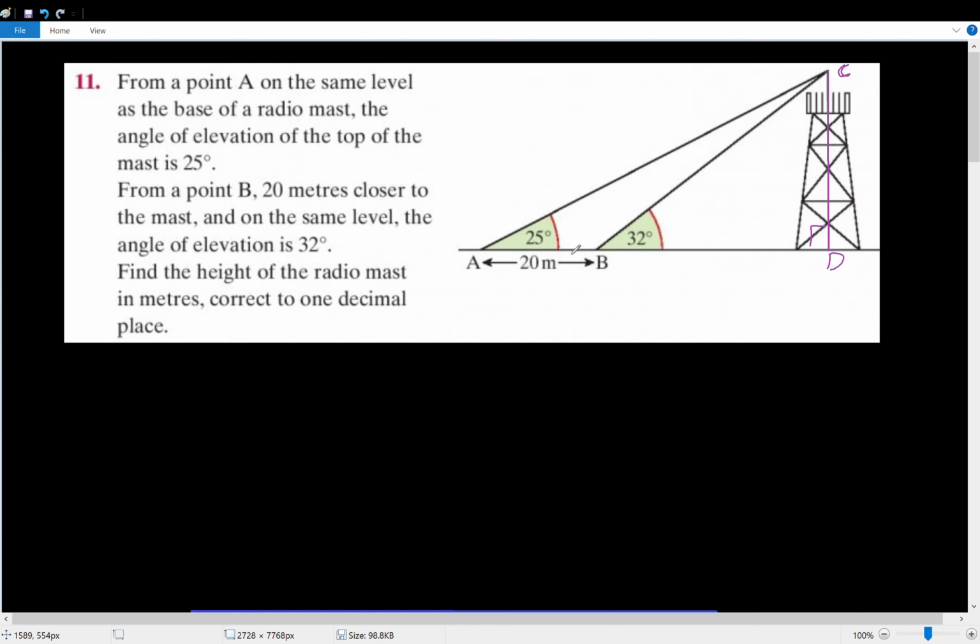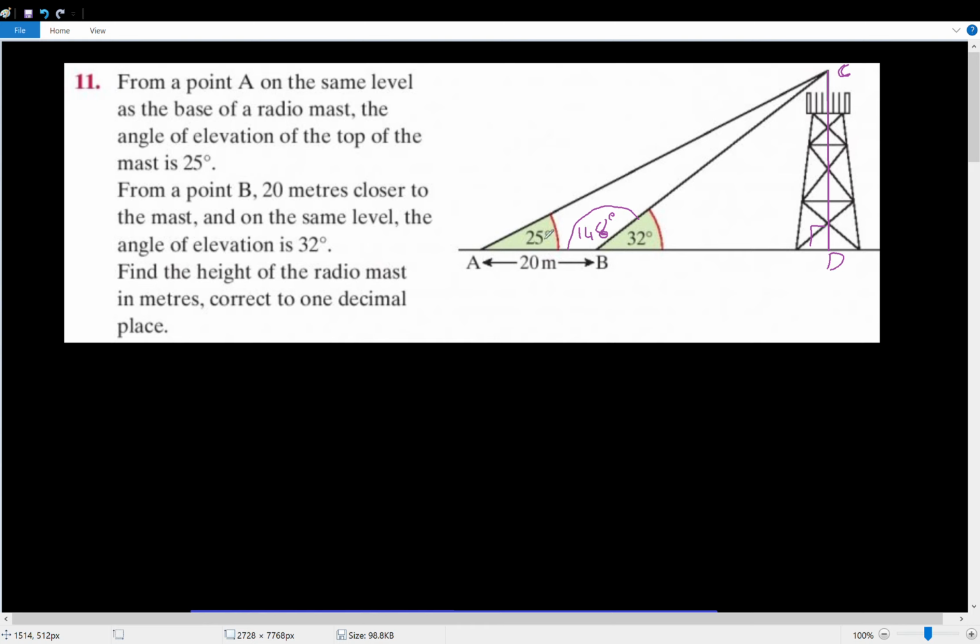Now we're going to fill in the measures of the angles we know. So this angle over here, just to the left of the 32 degrees, is going to sum with 32 to make 180 because this is a straight line. So this angle in here is going to be 148 degrees, just in there.